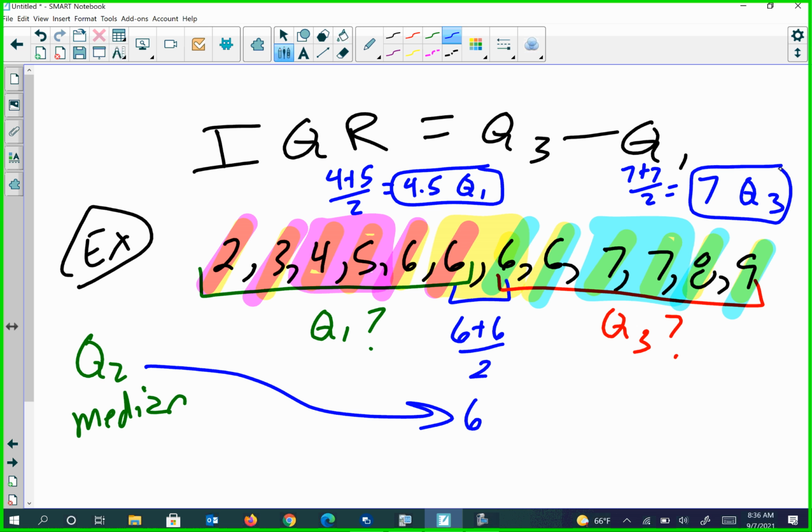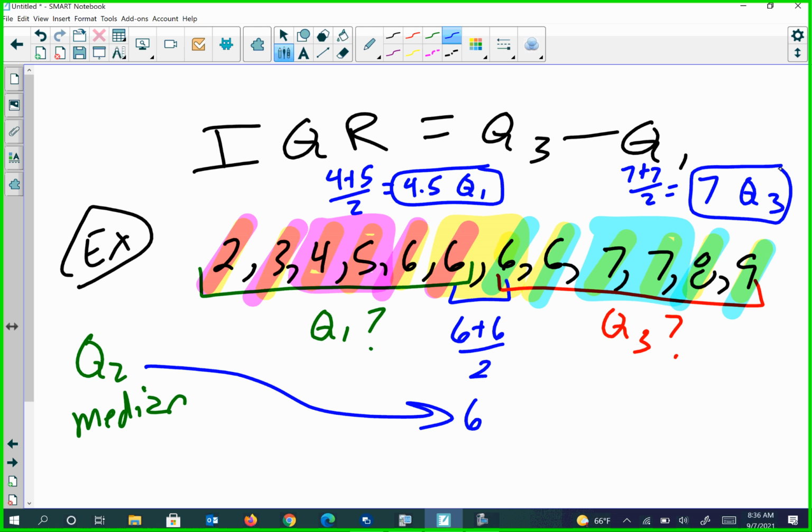Okay? Now, what Q1, Q2 being the median, and Q3 do is they separate my data into 25% portions. Below Q1, we have 25%. From Q1 to Q2, we have 25% of our data. Between Q2, the median, and Q3, we have 25% of our data. To the right of Q3, I have 25% of my data. Okay, so think of the quartiles. A quarter is 25 cents. So we're talking about 25%.